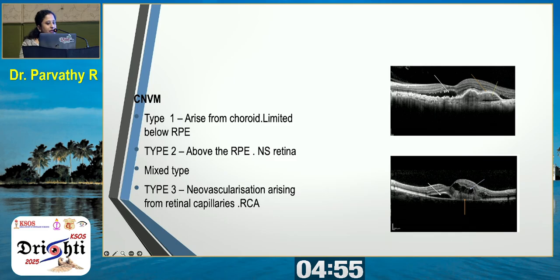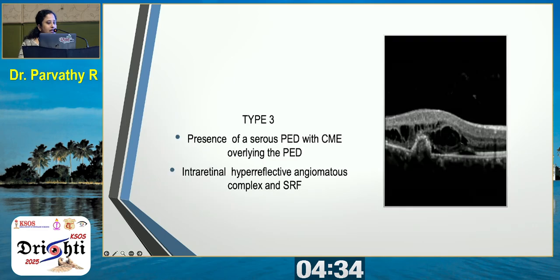hyperreflectivity, and if it is beneath the RPE, that is below the RPE, it is called type 1 CNVM, and if it is above the RPE, as in the second image, it is called type 2 CNVM. Here hyperreflectivity is seen in the neurosensory retina, and sometimes we can get a mixed type in which both type 1 and type 2, that is above and below the RPE, can be seen.